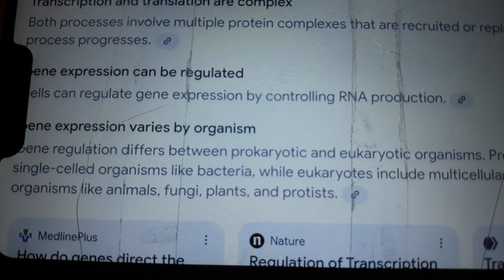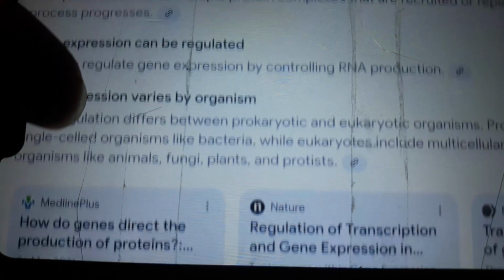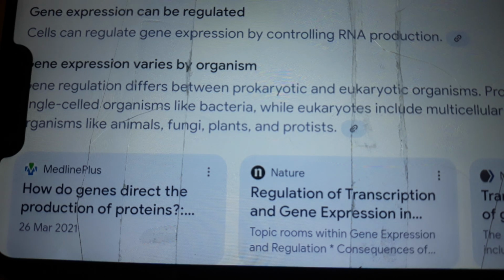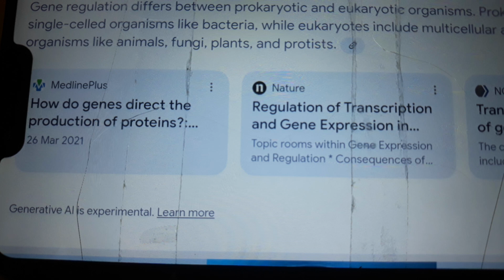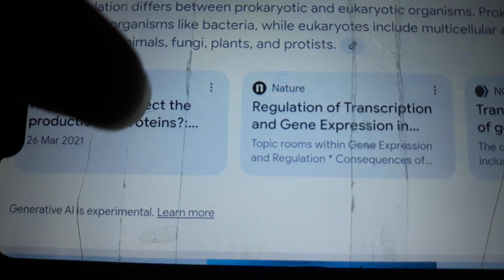Transcription and translation are complex. Both processes involve multiple protein complexes that are recruited or replaced as the process progresses. Gene expression can be regulated by controlling RNA production, and gene expression varies by organism between prokaryotic and eukaryotic categories. Prokaryotes are single-cell organisms like bacteria, while eukaryotes include multicellular and unicellular organisms like animals, fungi, plants, and protists.